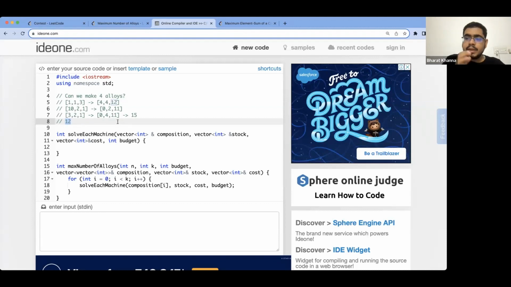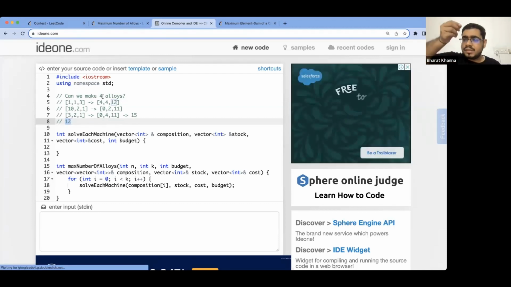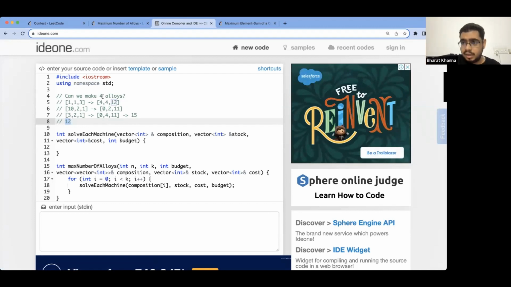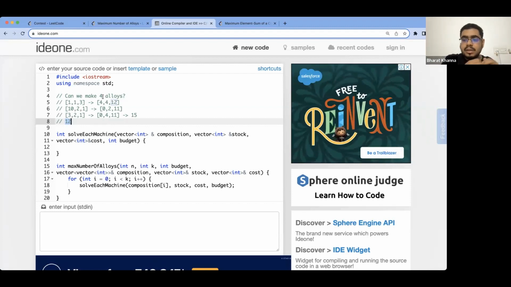Okay. So, in a way, what we would do, we would try to make first one alloy, second alloy, third alloy, fourth alloy, so on and so forth. The first time we get no. For example, we get that we cannot make 4, but we were getting that we can make 3. So 3 is our answer, right? Does this make sense?